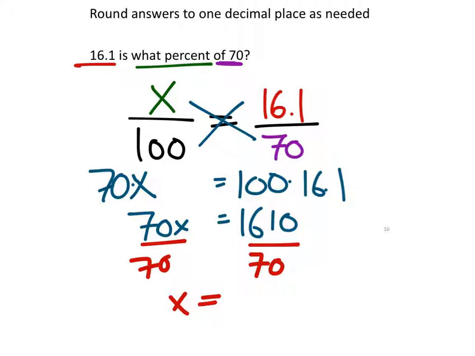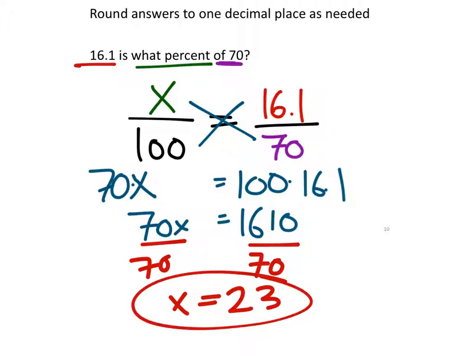Well, that was exactly 23. Now again, you could check this. 23 divided by 100 should equal the same thing as 16.1 over 70. But don't forget, this one did ask for the percent, so we will need to label this one as well. 23%. Oh, yeah, you don't have to circle the x either.